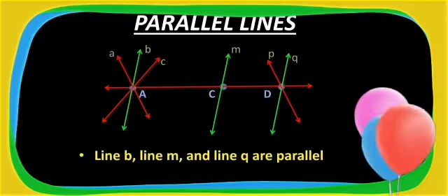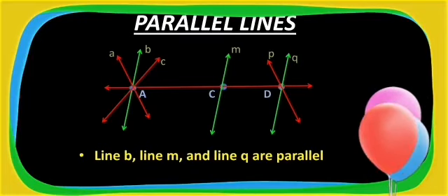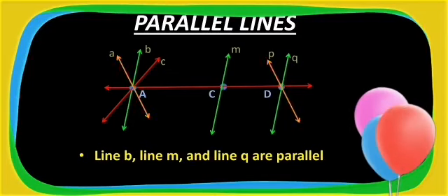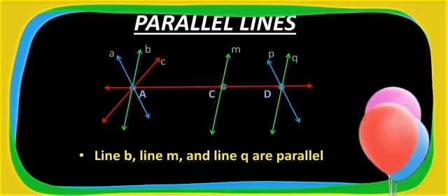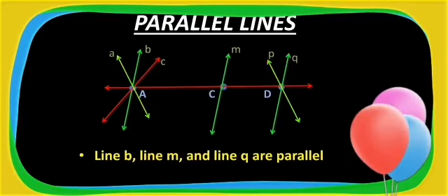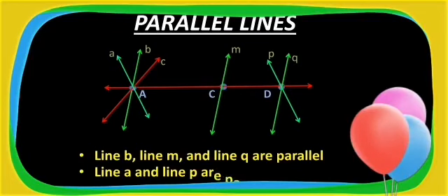Now can you see one more pair of parallel lines in the diagram? Yes. Of course, line A and line P that you are looking at in the diagram. The same goes for them, because even after increasing these lines, they will never intersect each other, and hence these lines are parallel lines again.